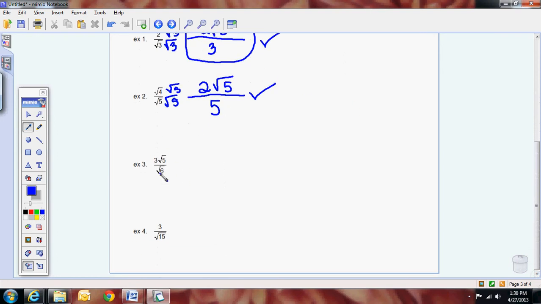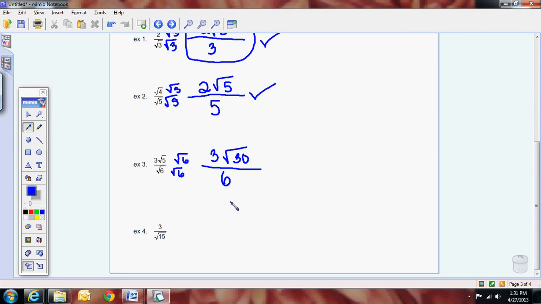Alright, number 3. I want to get rid of that radical 6, so I'm going to multiply the bottom by radical 6 and the top by radical 6. And then see what we come up with. So square root of 6 times square root of 6 is square root of 36, or just plain old 6 when you simplify. And I'm going to look up here. Well, 3 is all by itself, so we have that. And then square root of 5 times the square root of 6, if I multiply those together, I'm going to get square root of 30.